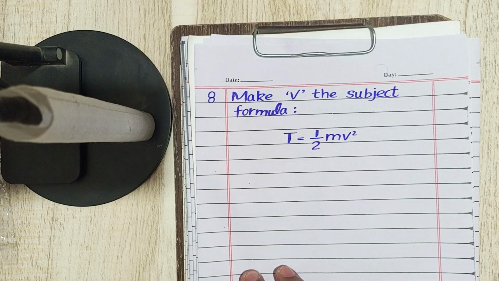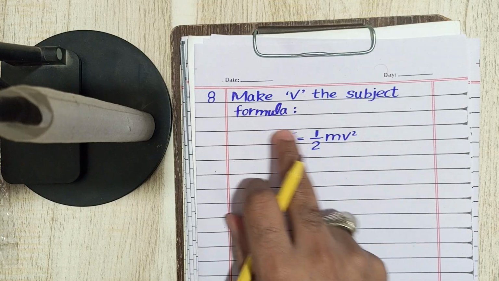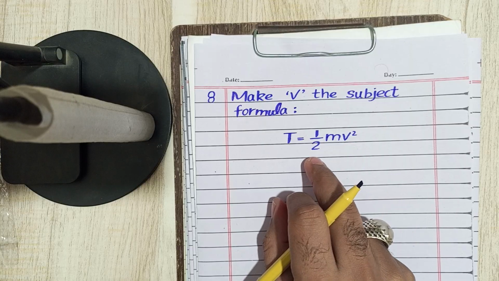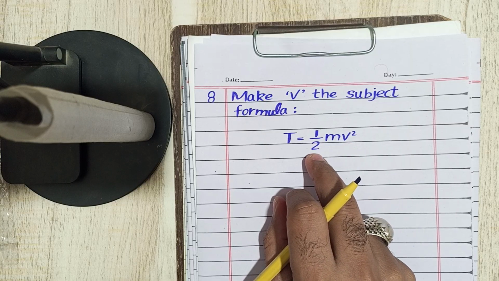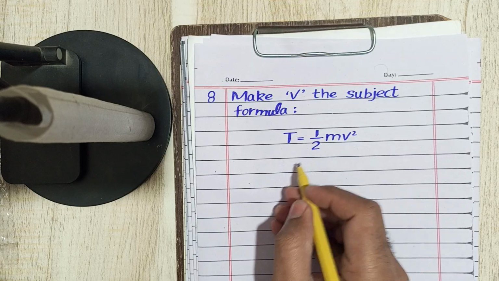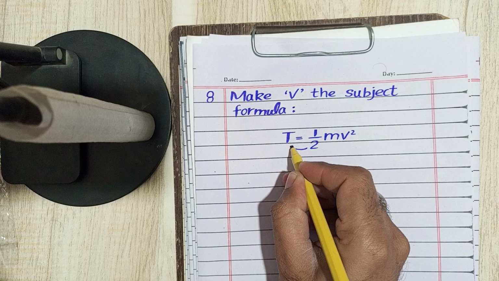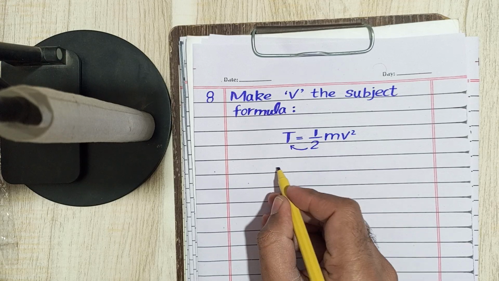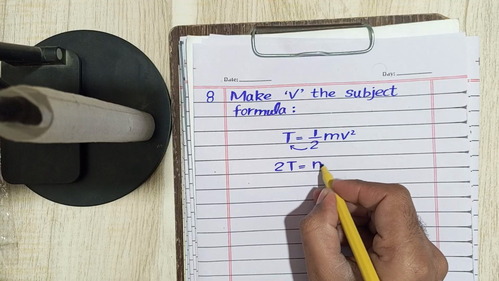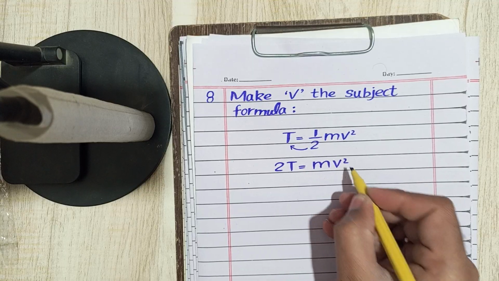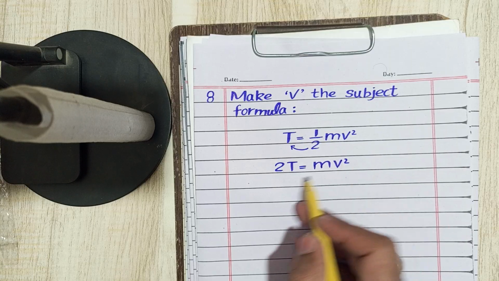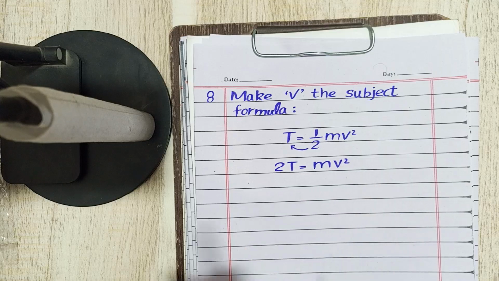Now our next question 8, make v the subject of the formula T equal to 1 over 2 mv square. So here we want to calculate the formula for v. So if we take away this 2 here, so we have 2t equal to mv square. So now we want to calculate the value of v, but here we have mv square.